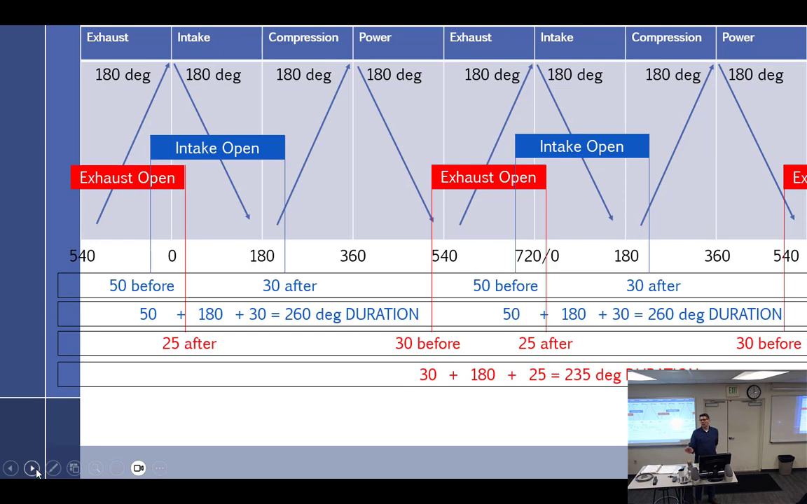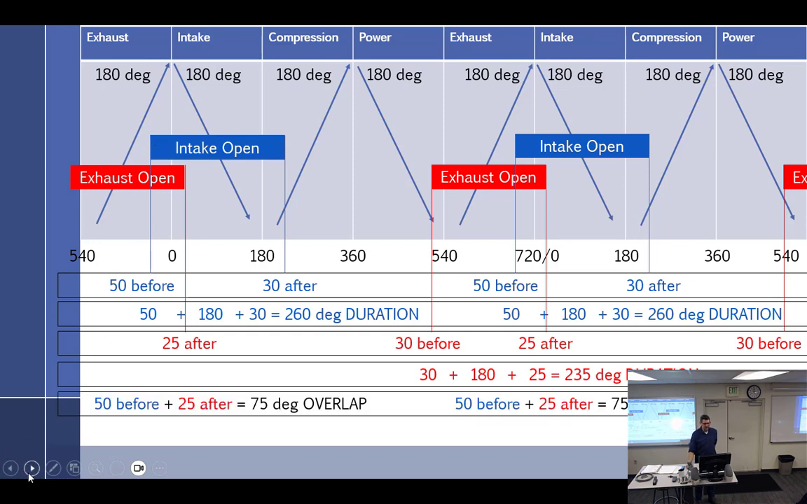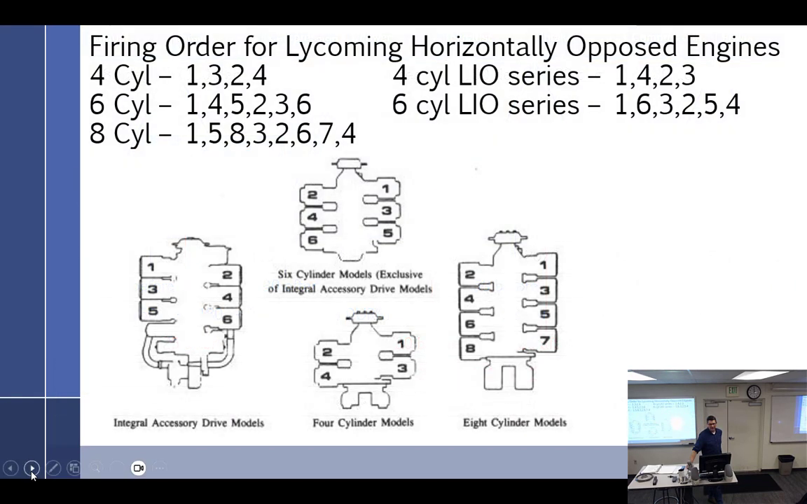75 degrees. Valve overlap is the time when they're both open. When are they both open? Right here and right there, which is 50 before and 25 after, for 75 degrees overlap. Everybody got that? Yes, sir. All right.